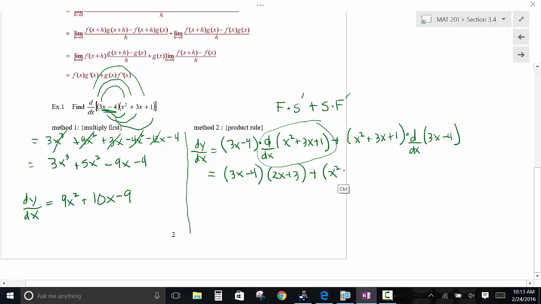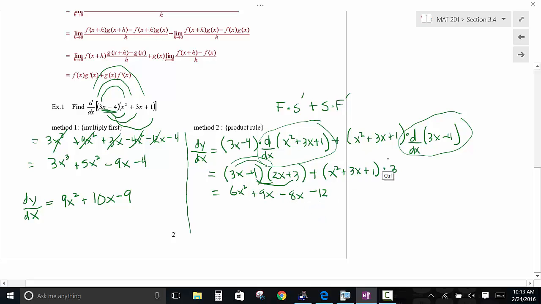Just write down the x squared plus 3x plus 1. Don't touch it. And then what's the derivative of 3x minus 4? 3. That's 3, so I'll just put a times 3 like that. Now we're going to multiply it out, and we'll see if we get the same answer. All right, so we got a FOIL. So if we FOIL this, we're going to get 6x squared, plus 9x, minus 8x, and minus 12.